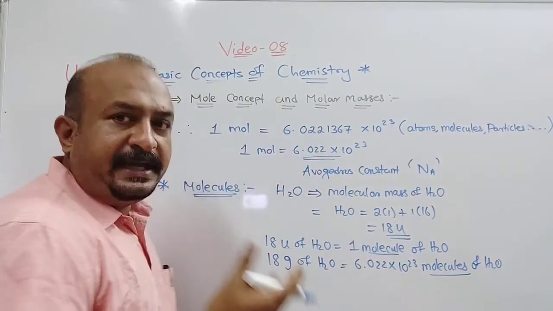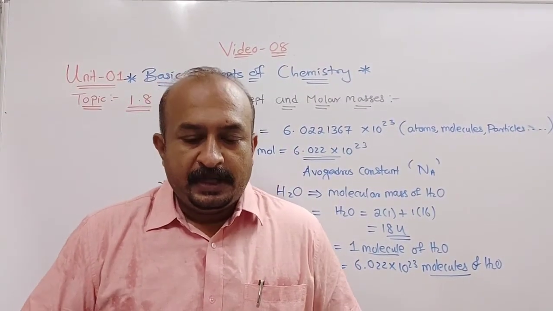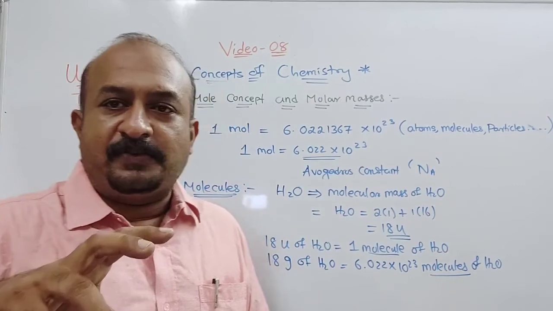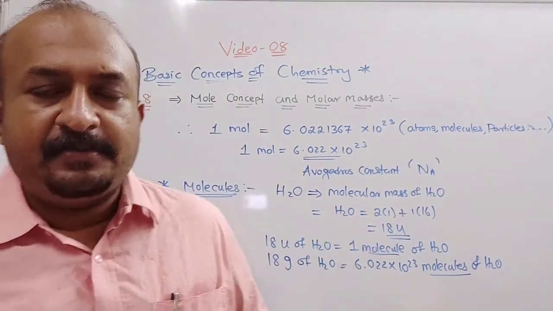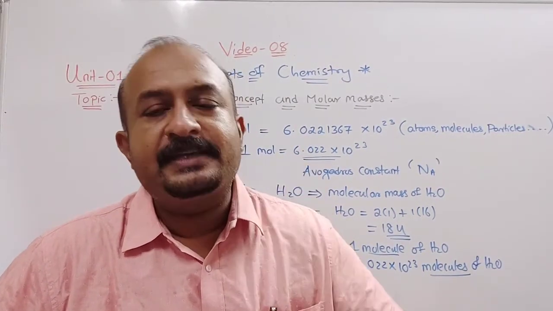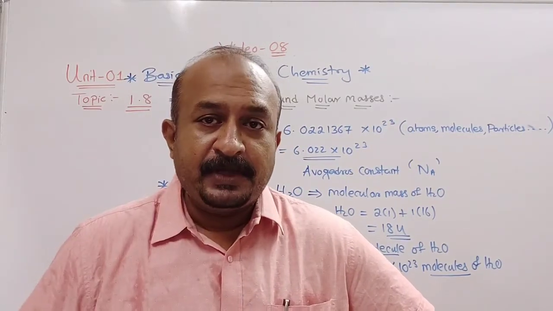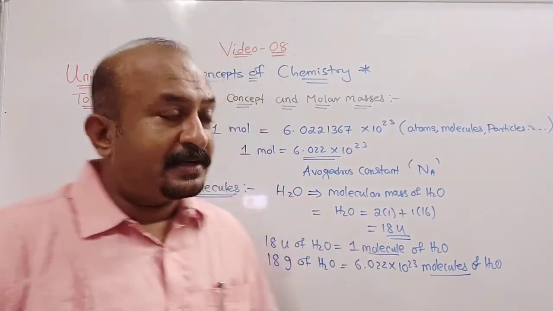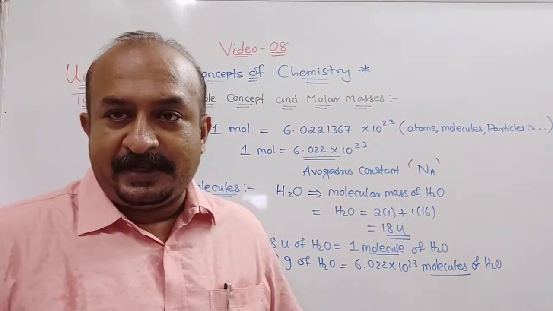It means if you weigh 18 grams, suppose you are drinking water at home, and suppose in that 1 glass of water there are 18 grams of water. If you measure them, first you measure the empty glass, then pour water and measure, and subtract it, so you get the exact mass of water. So suppose the water mass is 18 grams. Then that 18 gram water contains how many molecules? 6.022 into 10 raised to 23 molecules.